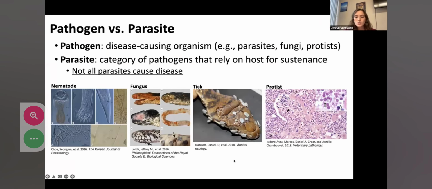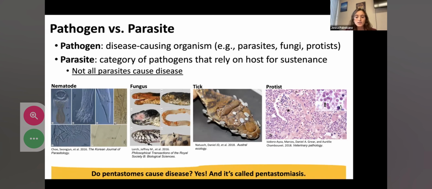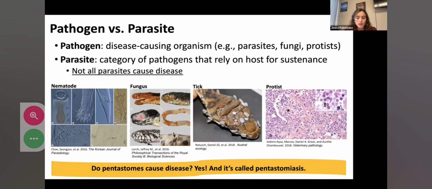Before we get started, I just want to clarify some terms and definitions and make sure that we're all on the same page because we're going to use these terms throughout. Pathogens are disease-causing organisms, and these can be parasites like nematodes, fungi like the pathogen that causes snake fungal disease, and protists like Perkinsea that infects amphibians. Parasites rely on their hosts for sustenance, but not all of them are going to cause disease. It's hard to know clear details of infections and associated disease without performing experimental infections. From what we do understand, the invasive pentastome parasite that we will talk about today does cause disease, and this is known as pentastomiasis. We'll talk further about the clinical signs of the disease later on.